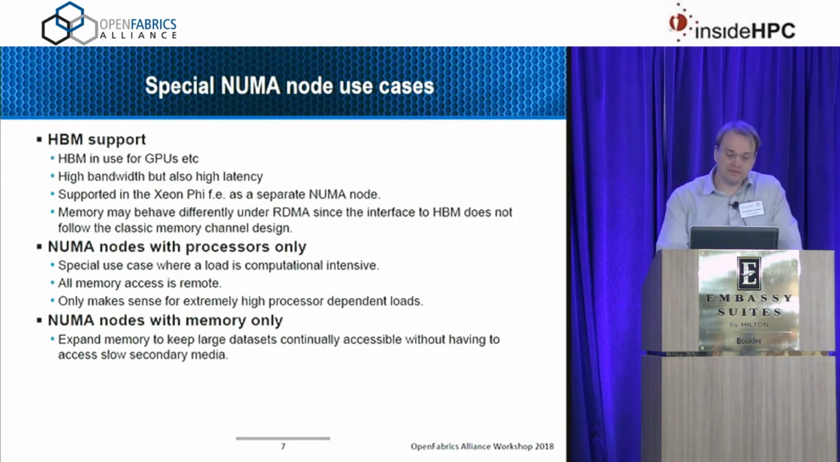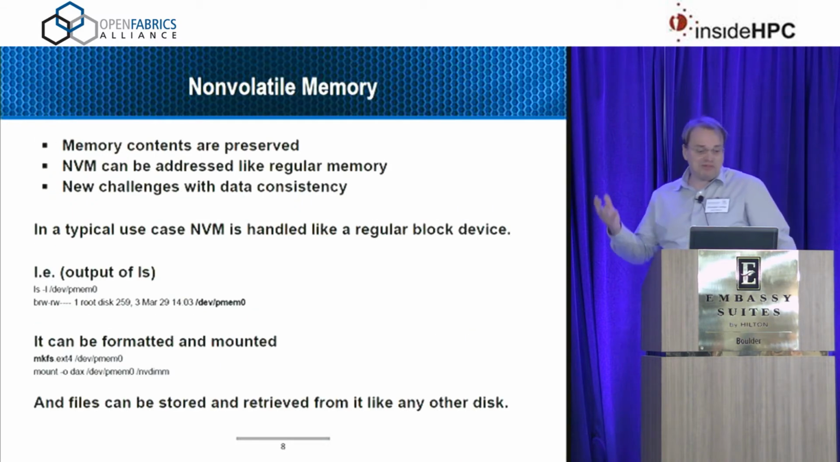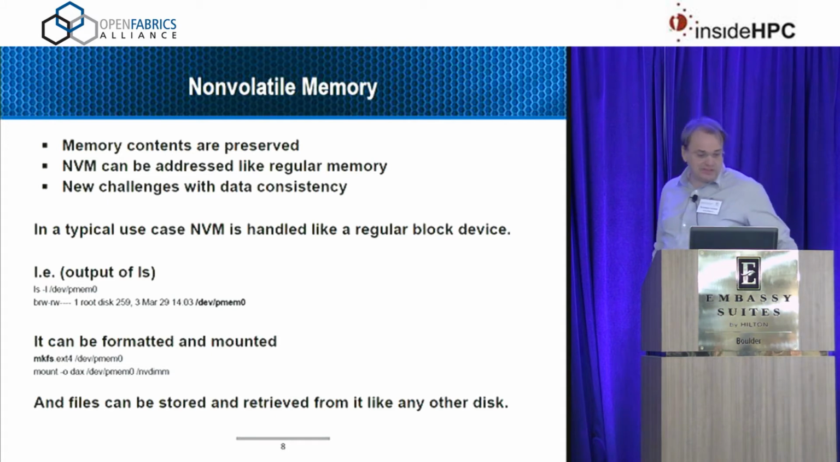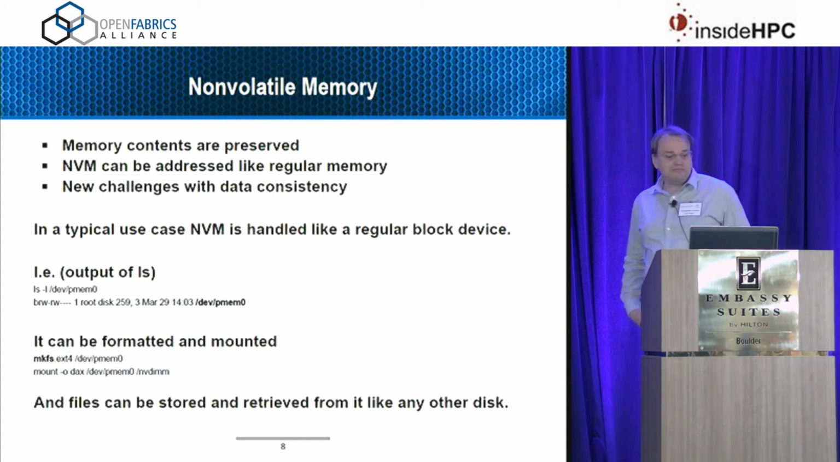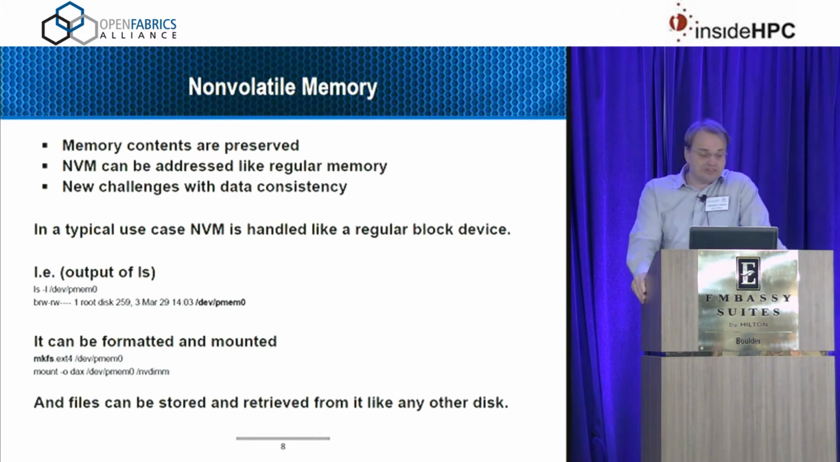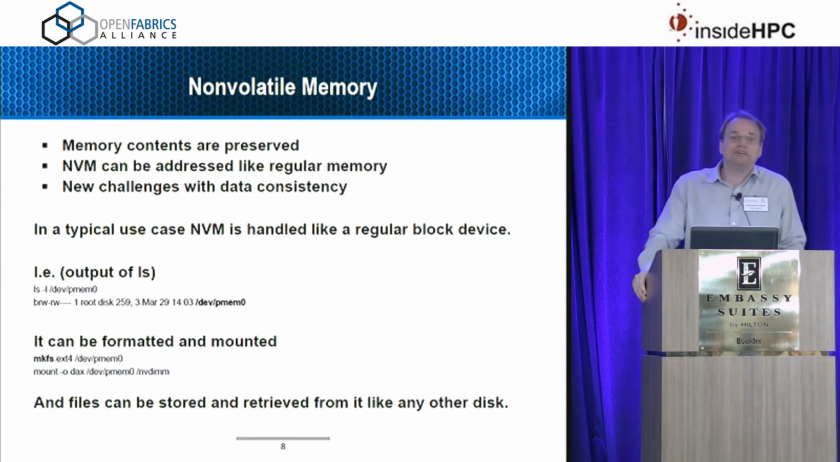Then we have non-volatile memory. We've talked a lot about that, so probably some of that is duplicate. You can use it like regular memory. But now we have new challenges with data consistency. The typical use case that we see with non-volatile memory is to handle it like a regular block device. So this is an example of how you can actually handle such a block device.